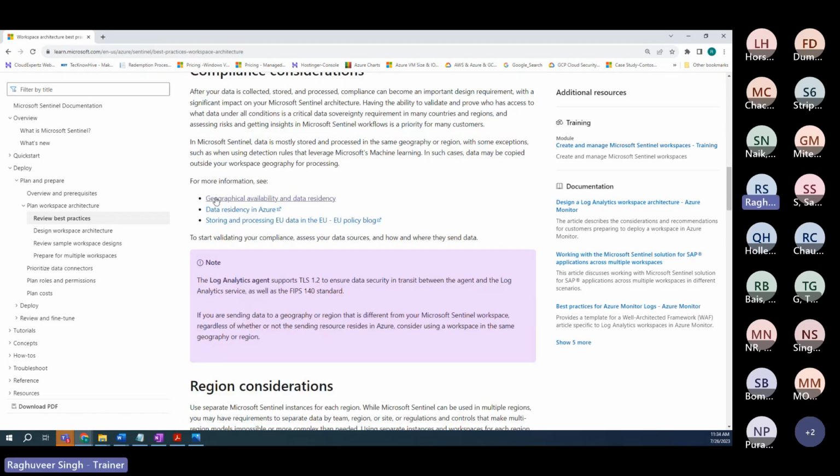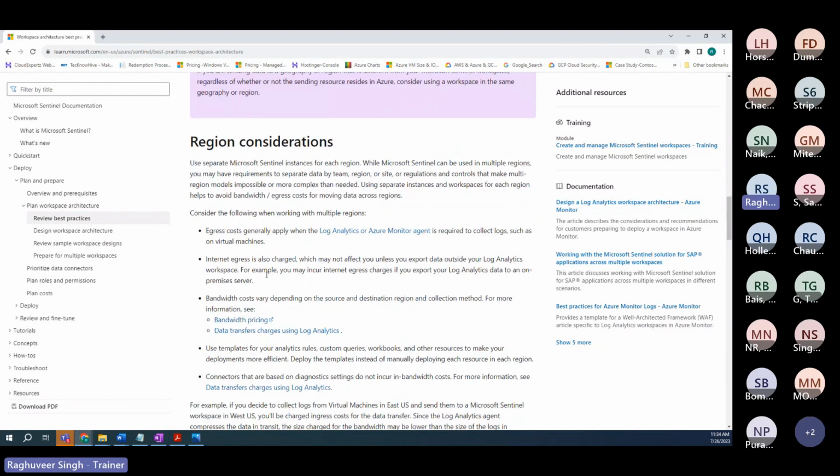Compliance considerations, always take them into consideration. This is one of the best practices. Always ask the right questions to your customer: who you are, what business you are into, what your legal and compliance requirements are. If they don't know themselves, then help them to understand it first, because you are deploying a security solution.